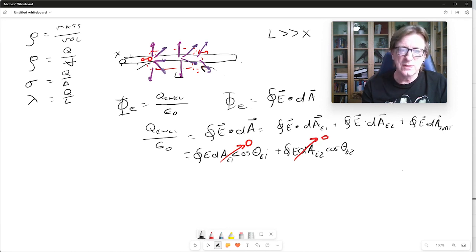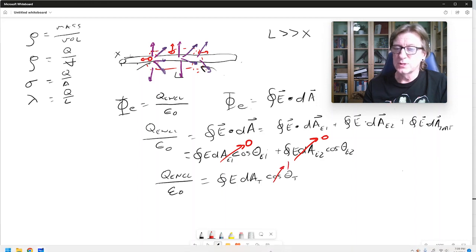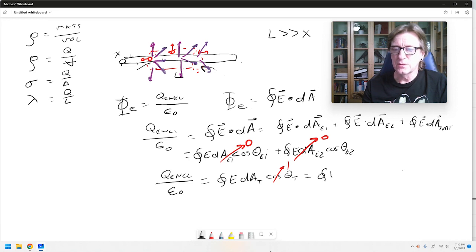So the only thing left is Q enclosed over epsilon naught equals the surface integral of E dA tube times cosine theta. However, notice that if this is my area vector, here's my surface, that's my dA, my area vector is always going to be in the same direction as the electric field. So the angle between those is 0, and that means that this part is just 1. Now things are looking like something I can actually integrate. So this is the integral of E dA tube, like that.